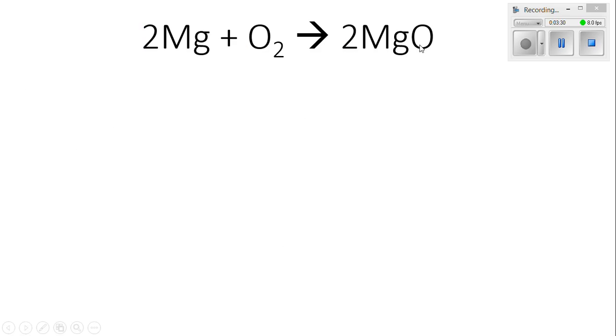For this next example, I'd like you to pause the video and see if you can figure out what all of the mole ratios are in this equation. So please pause now.